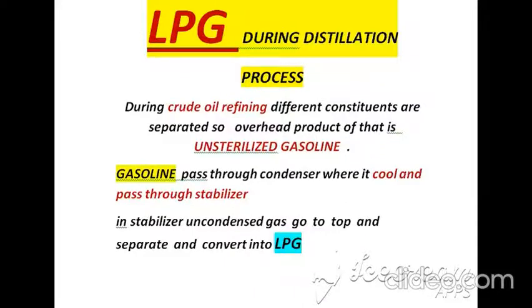The next method is LPG during the distillation process. So during crude oil refining, different constituents are separated. The overhead product of that is unstabilized gasoline, and that gasoline passes through a condenser where it is cooled and then passed through a stabilizer. In the stabilizer, uncondensed gas goes to the top, is separated and converted into LPG, which is liquid petroleum gas.